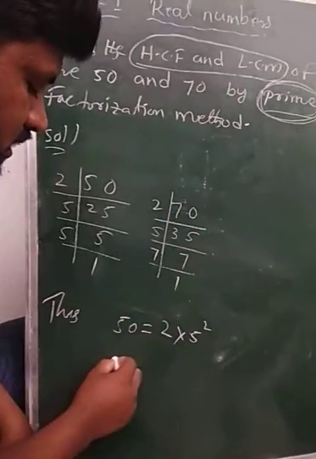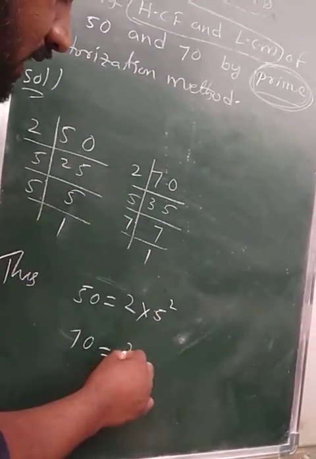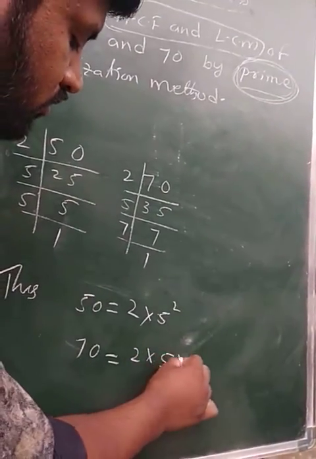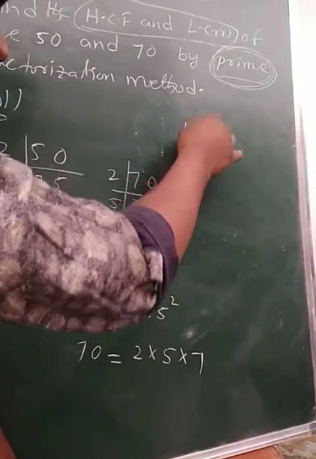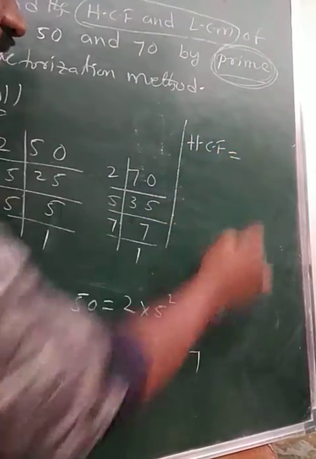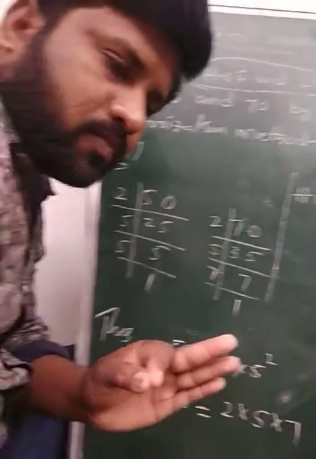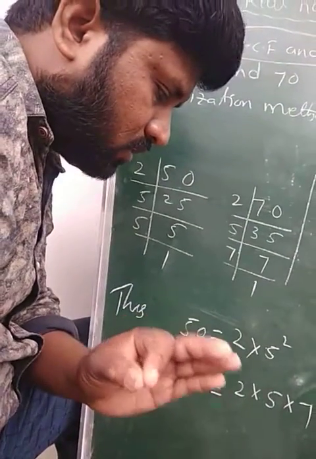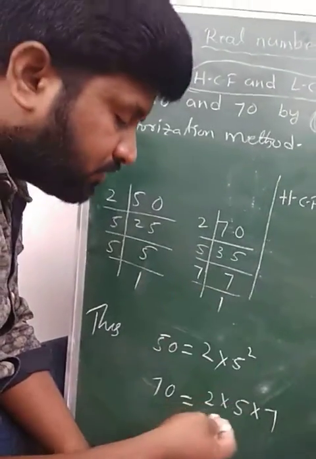The next integer 70, that is equal to 2 into 5 into 7. Then how to find the HCF, highest common factor? You just observe, how to find the HCF after finding the prime factors.